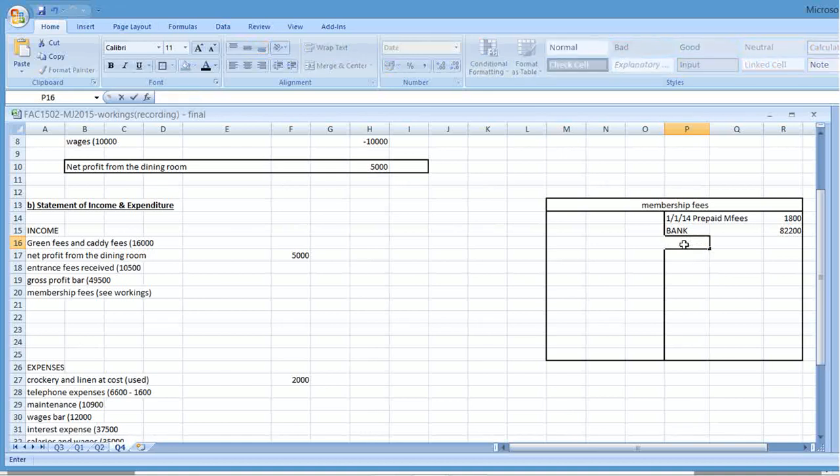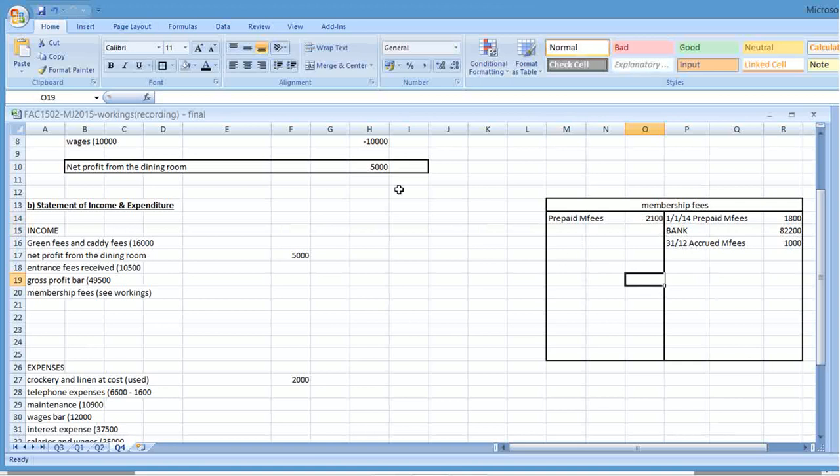31st of the 12th. That would have been accrued membership fees income, and the accrued membership fees income would have been 1,000. Then they told us there was income received in advance, or prepaid membership fees. That's the vocabulary they're using for this year. So this year's prepaid membership fees is an amount of 2,100.